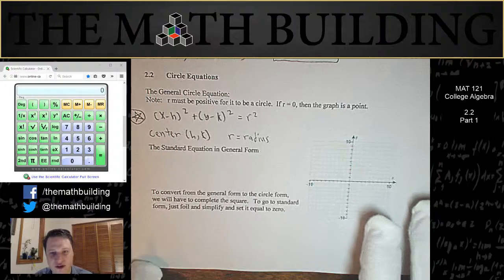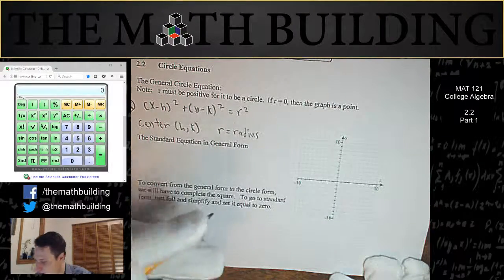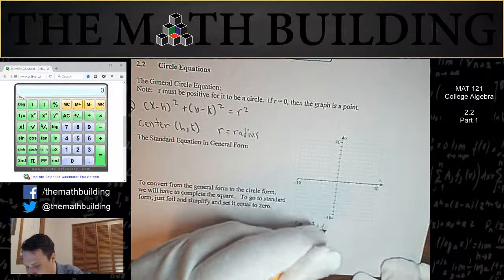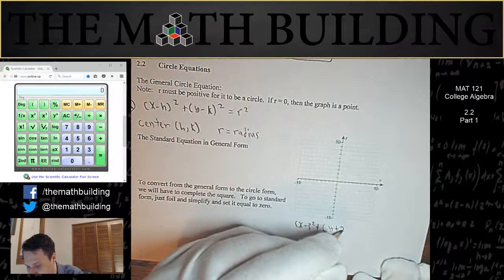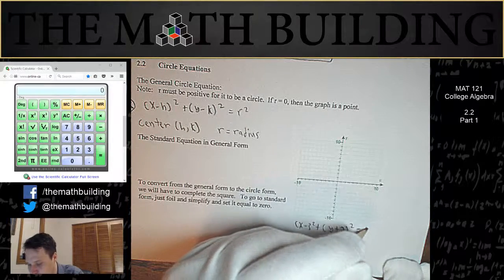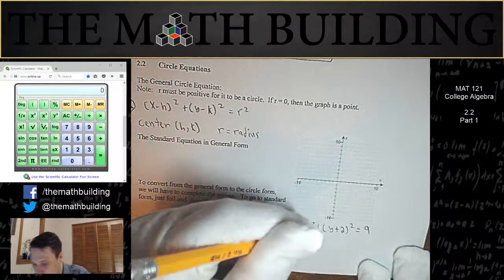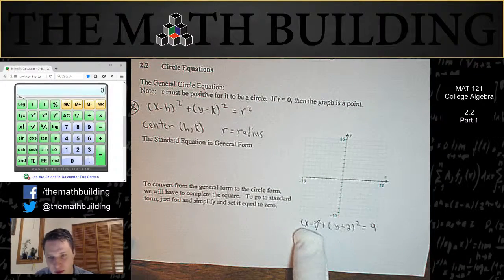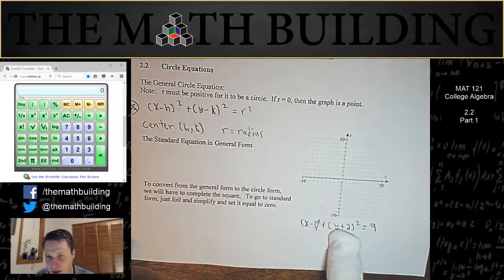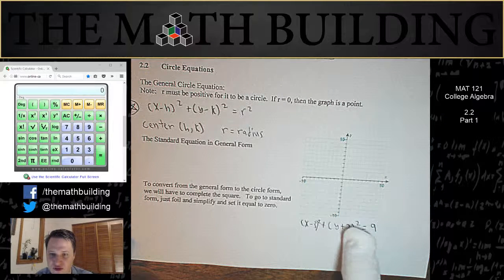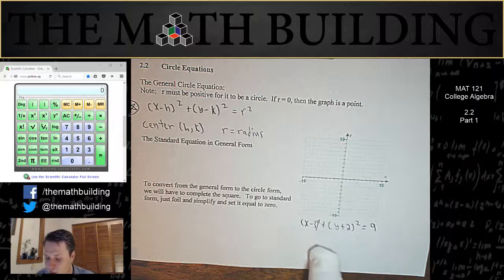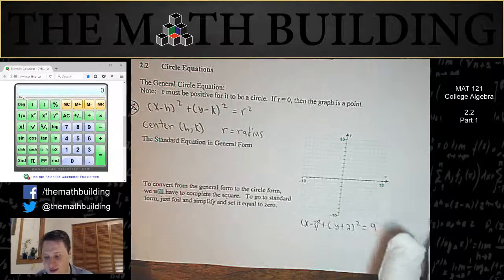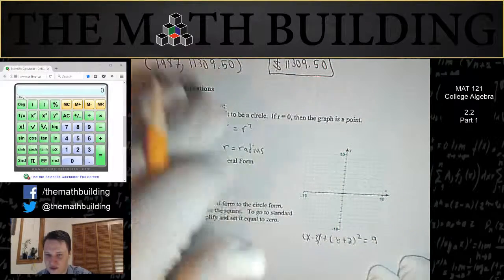So before we get too far into this, let's go ahead and graph an example. We're going to graph (x minus 3) squared plus (y plus 2) squared equals 9. You should recognize that this is the equation of a circle because we have x plus or minus something being squared, plus y plus or minus something being squared, equaling a number. Any equation like that, where x and y are being squared, there's no fractions, and we equal a number, you should recognize as the equation of a circle.